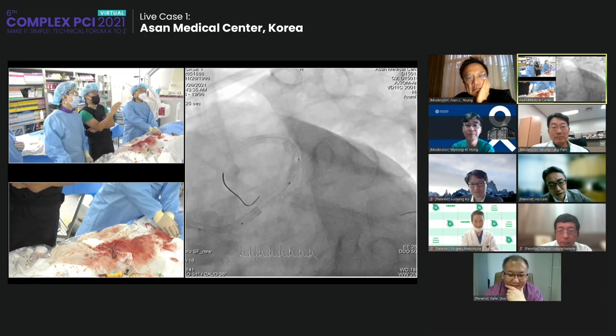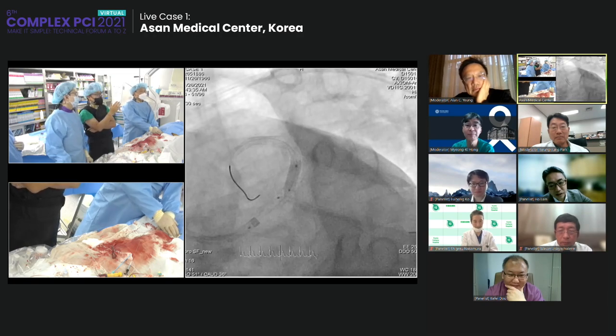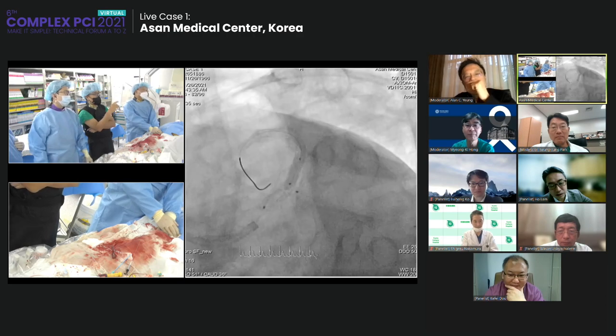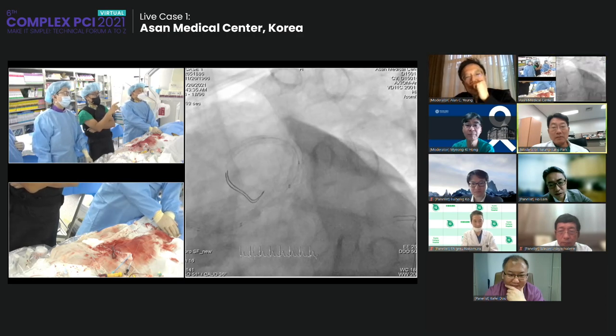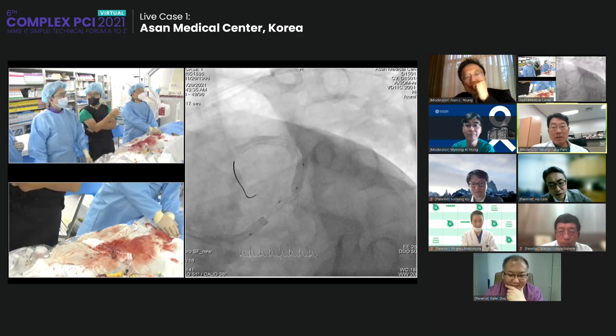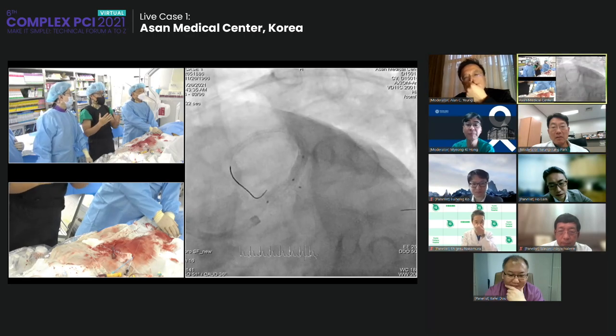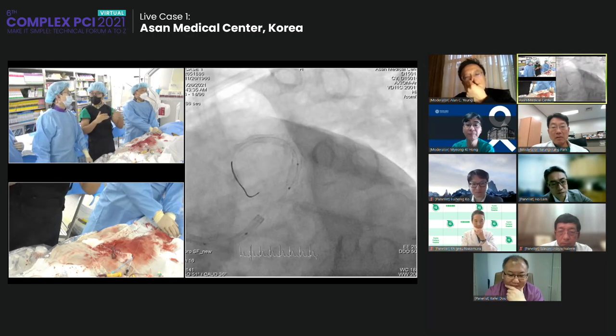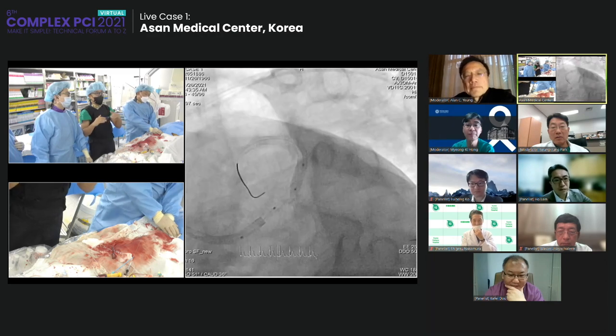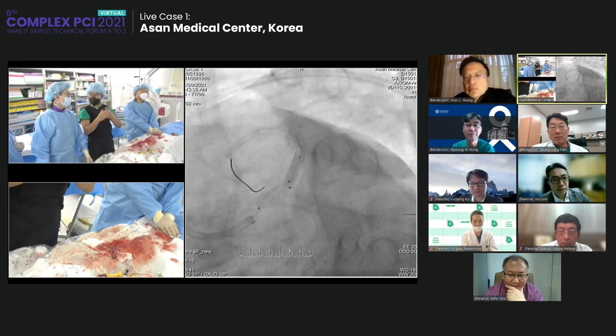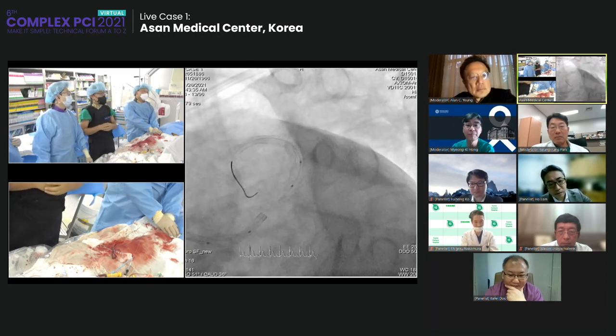There was some advantage of the pre-crushed NC balloon. Even though it was a used 3.0 NC balloon, you can pass the wire. Yes, we can save the money on balloons. There was our reimbursement policy: 3 balloons are allowed. We just used 3 balloons. It's a complex left main case.